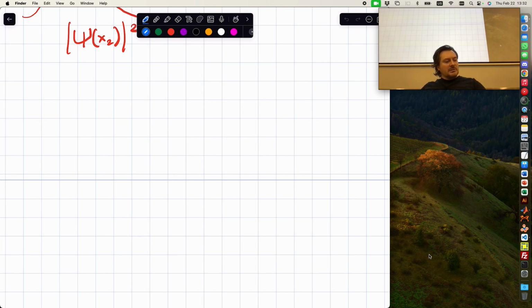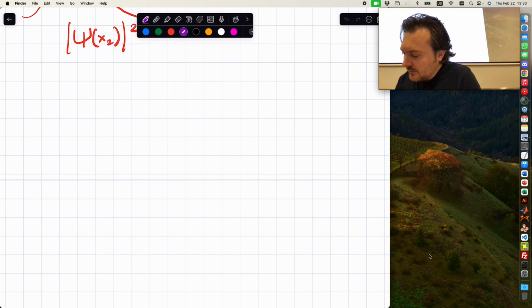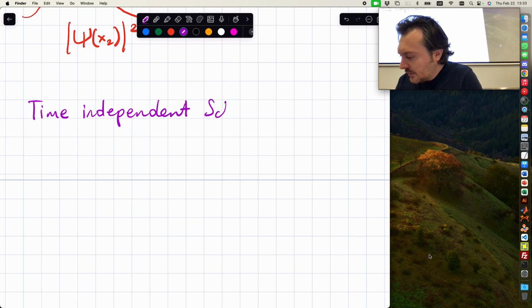So let's start by talking about the time-independent Schrödinger equation. Okay, so we will take the time part apart and we'll focus on the space part and see what it tells us. So, time-independent Schrödinger equation.